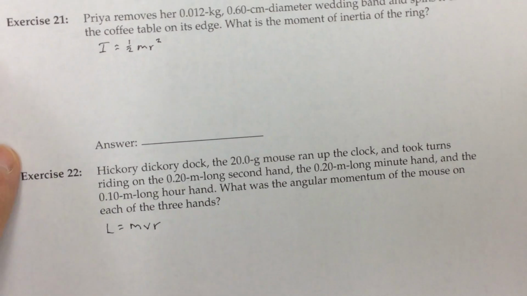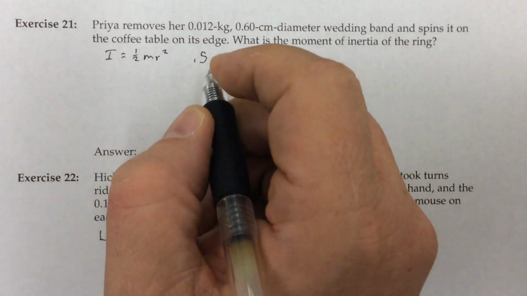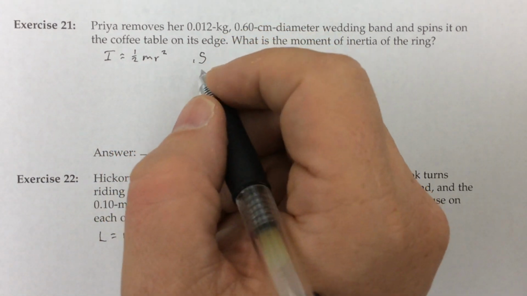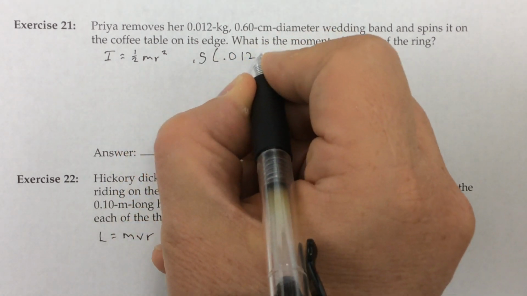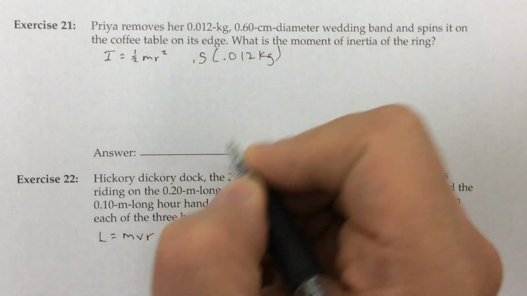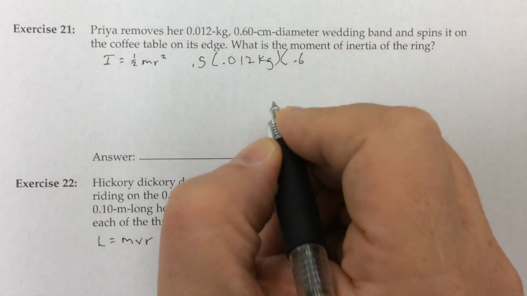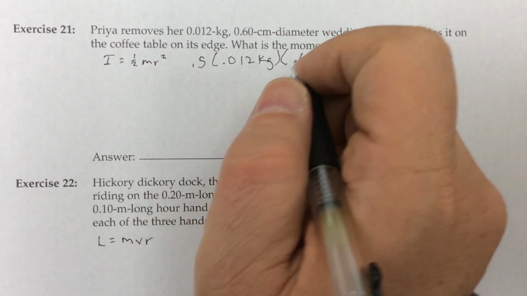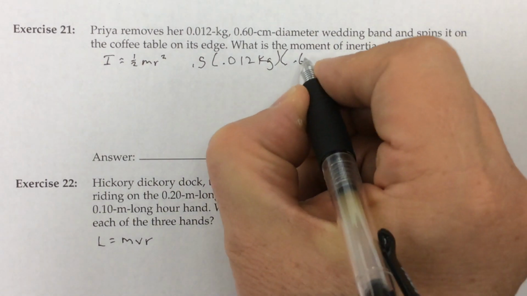Okay, so it's the same, isn't it? So this is going to be 0.5, and her wedding band is 0.012 kilograms. That's okay, and then her ring is 0.6 centimeters. Now, you're going to have to say how many meters is that. So 60 centimeters diameter. They're tricking us.